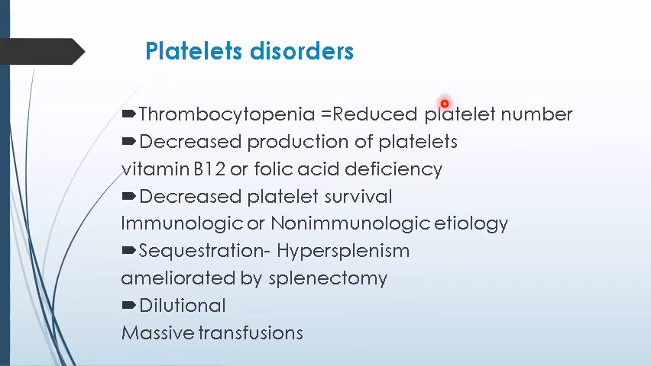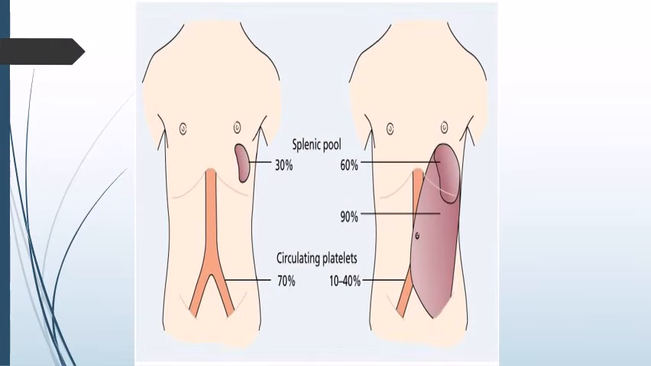In thrombocytopenia, as we said, we have a reduced platelet number, and as we discussed, this reduction may be due to B12 deficiency, immunological causes, sequestration in the spleen, and dilutional when we have massive transfusion. When we transfuse a huge amount of pints of blood during blood transfusion, the blood will be diluted and the number of platelets will be reduced.